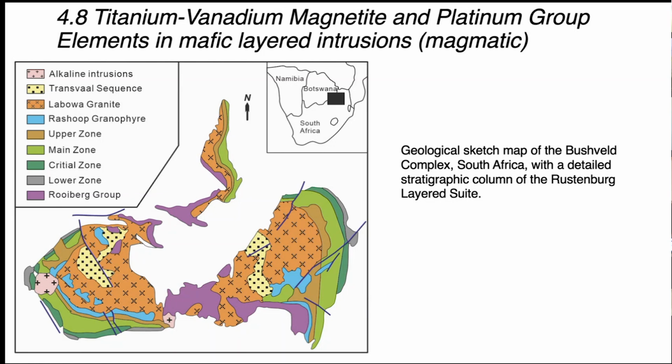This is the largest layered intrusion in the world, and it's the largest repository of platinum group elements in the world. It's a truly stunning geological phenomenon. Do people have an idea why it's so rich in PGEs?